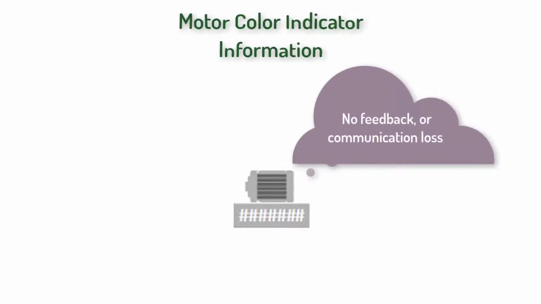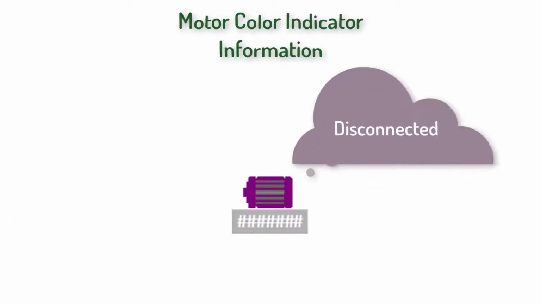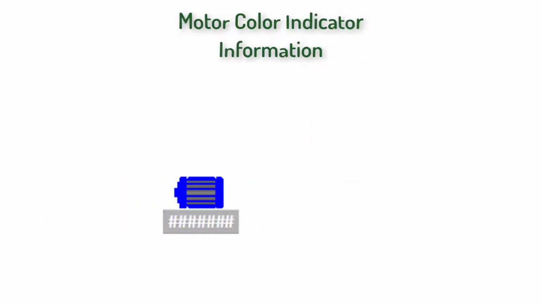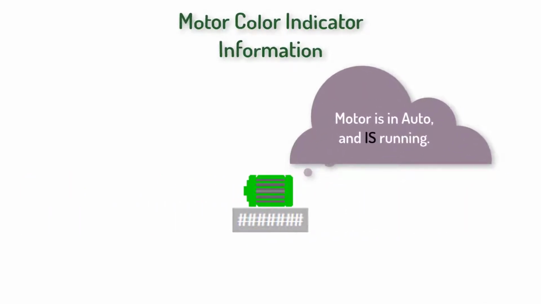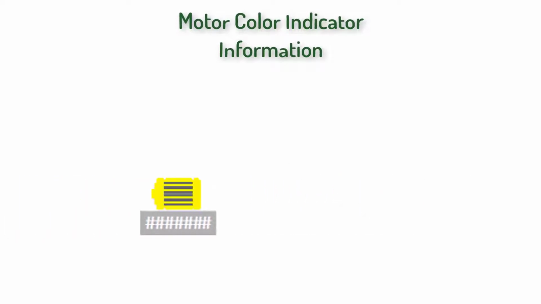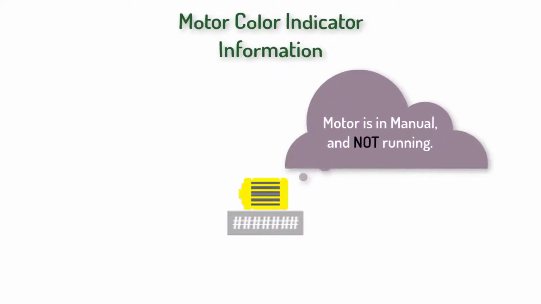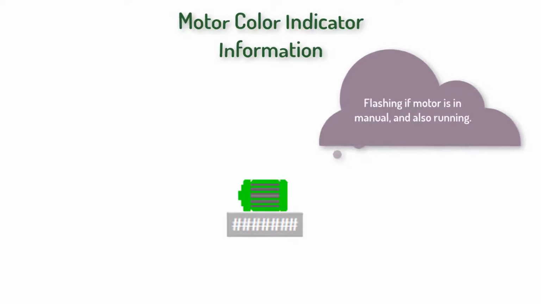Before you even click on a motor, you can get a lot of information based on its color, or if it has any warning indicators by it. If you see gray, it typically means no feedback or loss of communication. If you see purple, the motor is disconnected. When a motor is in red, it is an alarm. A blue motor means that it is in auto and not running. A green motor indicates that it is in auto and running. A yellow motor means that it is in manual and not running, but will be flashing green if it is in manual and running.